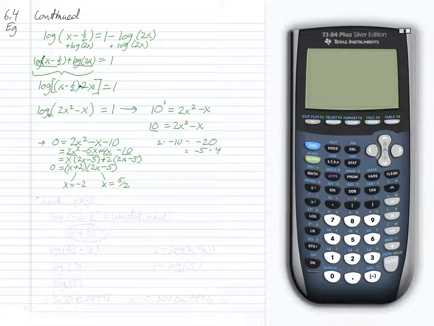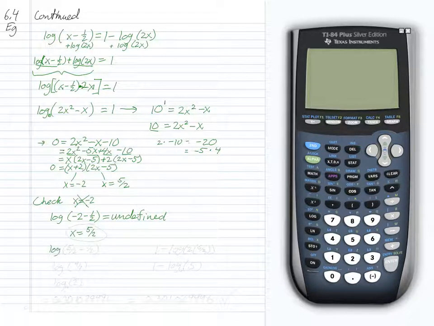I now must check both of these. Well, negative 2 poses an interesting problem. Log of negative 2 minus 1/2 is clearly undefined, since negative 2 minus 1/2 is negative. So negative 2 is immediately recognizable as an extraneous solution. Let's try x equals 5/2.